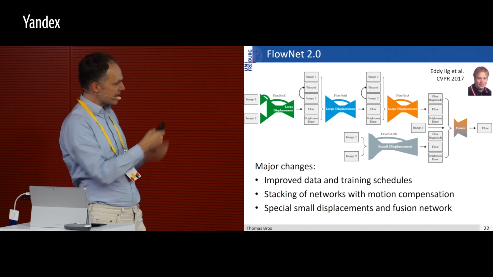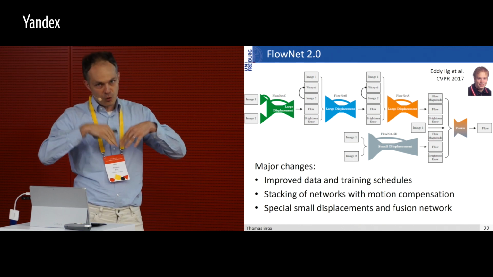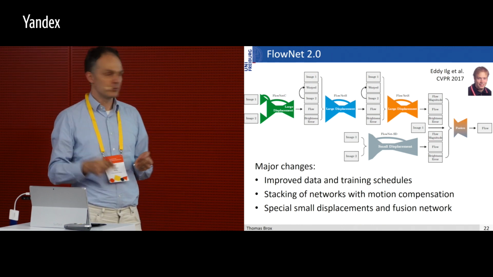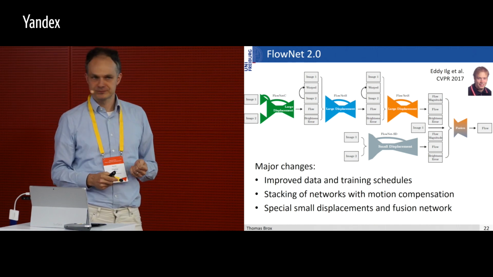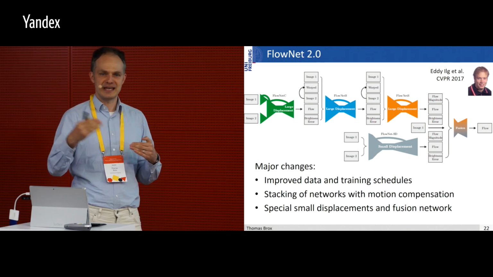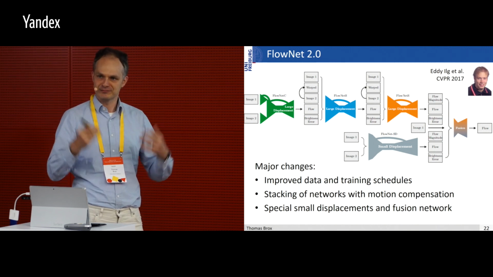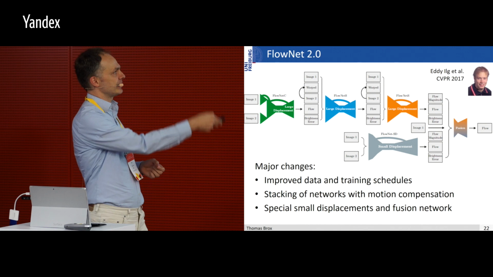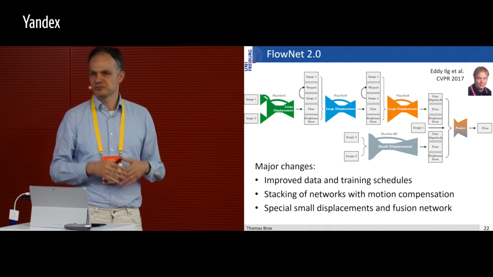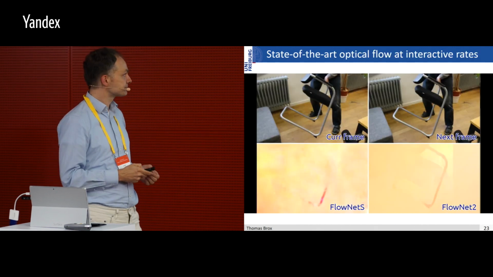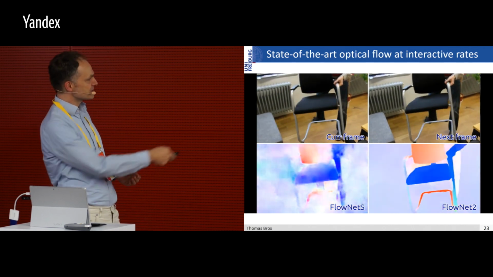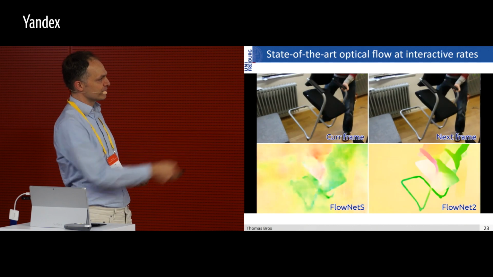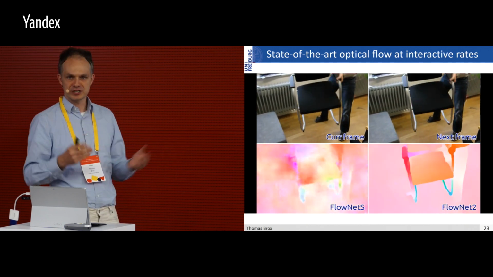And the third part is that because these small displacements were the biggest problem, we designed some particular small displacement network, which is also trained on specific data that was rendered with small displacements, and you can then combine these two streams, and then you get some better optical flow. And yeah, here you see the improvement of that. So this is the old FlowNet, and this is now the FlowNet 2. You see it, you get much cleaner results.